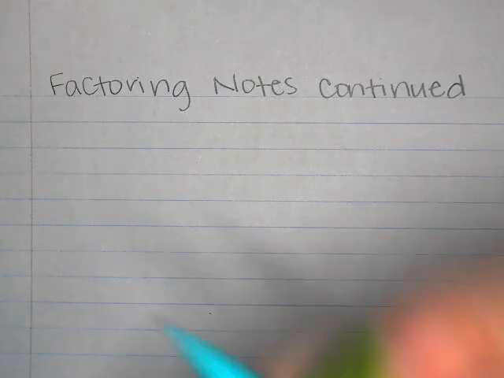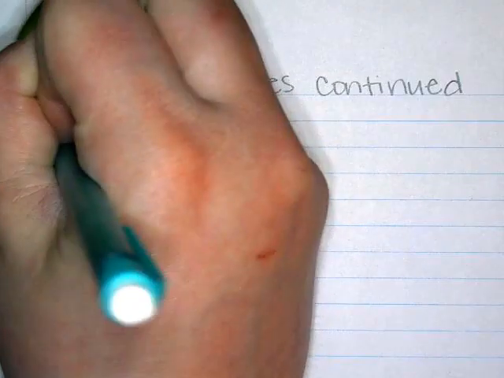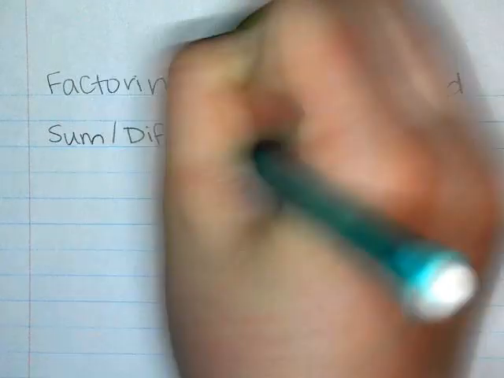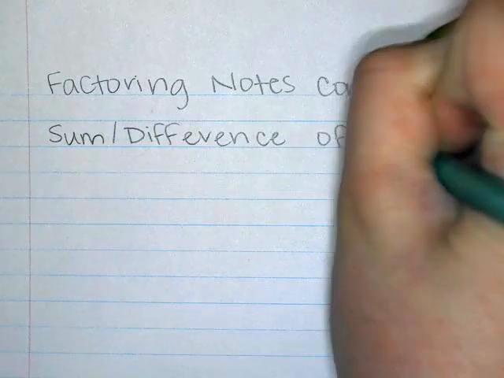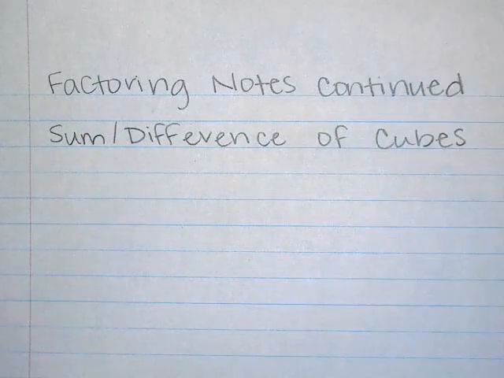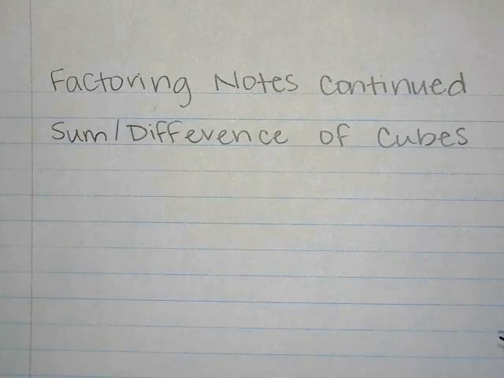So the next type of factoring that we're going to review, or it might be brand new, depending on if you guys had time to get to it, is sum and difference of cubes. So we did difference of squares, which is like maybe x squared minus 49, or x squared minus 36, or x squared minus 9. Those are really basic examples. This is sum and difference of cubes.